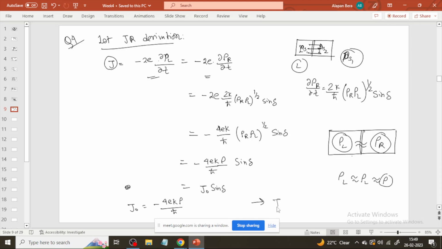So what do we get finally? J is equal to J naught sine delta. So as you can see, we are quite close to the Josephson relation that is given by I equals I naught sine delta. But we have not quite actually derived this equation yet. So we have to further derive that equation by using this equation.